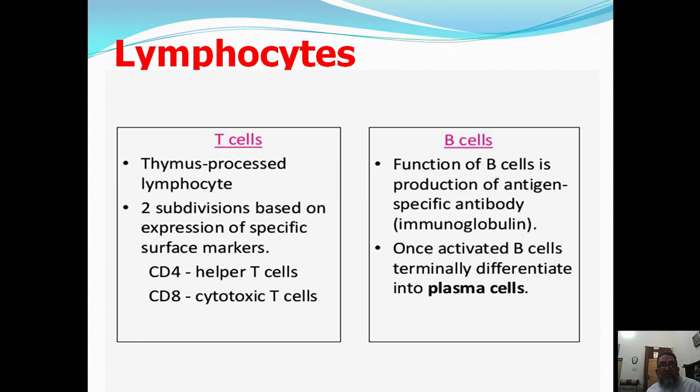Now, what are the T cell characteristics? Thymus derived lymphocyte, with two subdivisions based on expression of specific surface markers. We will divide T lymphocytes into two based on the expression of their surface marker. CD4 is also called the helper T cell, whereas CD8 is the cytotoxic T cell. You differentiate the T cells into these two types. They have different functions, helper T cell and cytotoxic T cell.